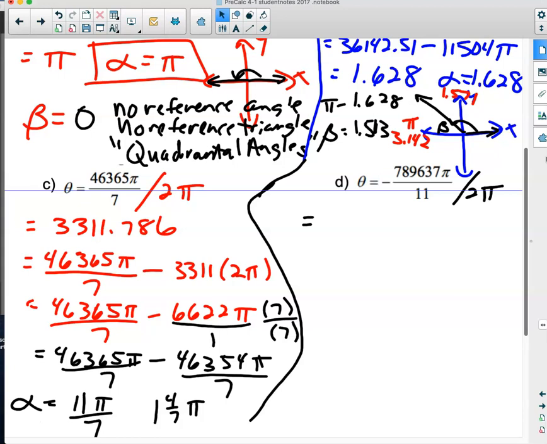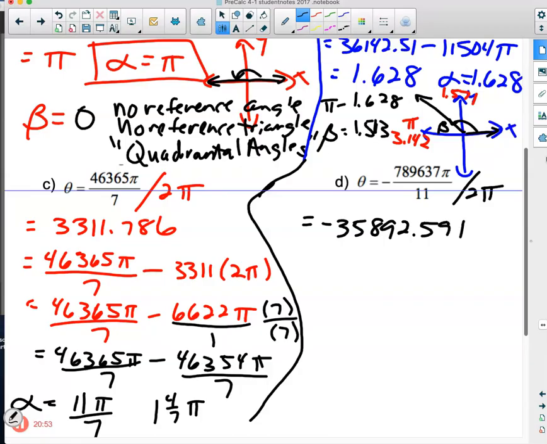And we get negative 35892.591 to 3 decimal places. But we've done 4 examples. This is the 4th one. This one is negative. So I want you to think about how that's going to change things this time. I'm going to start writing it out.